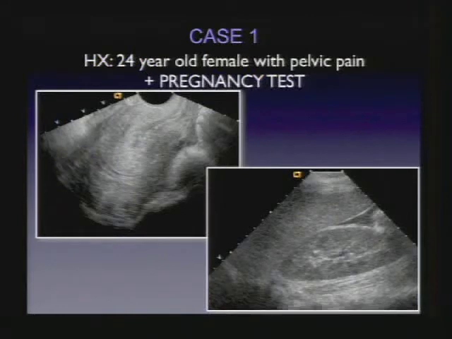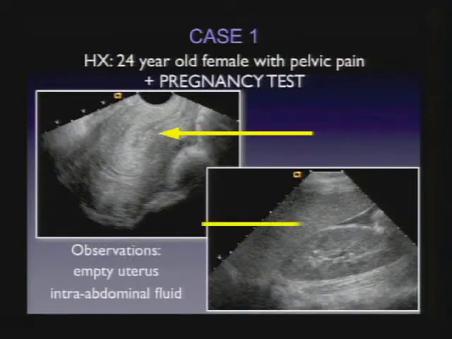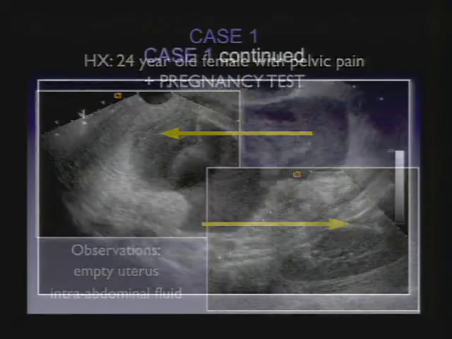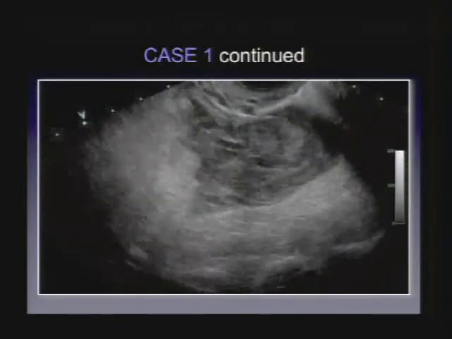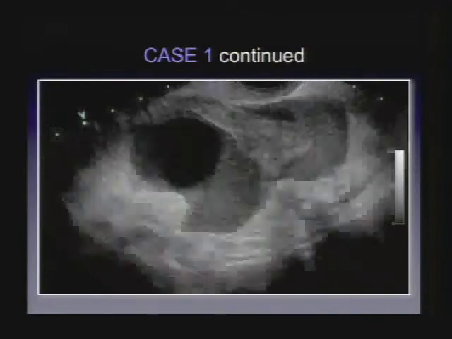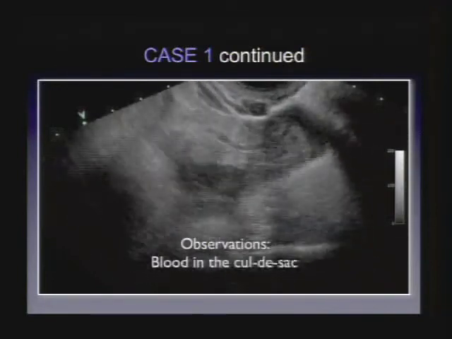So the first case is a 24-year-old female with pelvic pain. She has a positive pregnancy test, and I'd like you to make a couple observations. Just give you a few seconds. Here's an empty uterus, and the image of the upper abdomen demonstrates intra-abdominal fluid. This is a companion slide, same case, and this is a view from the cul-de-sac. And the observation here is blood in the cul-de-sac.